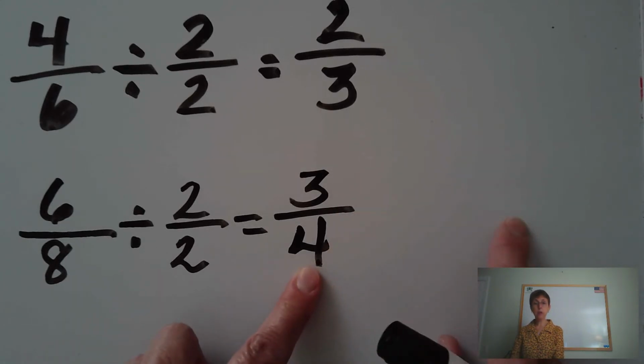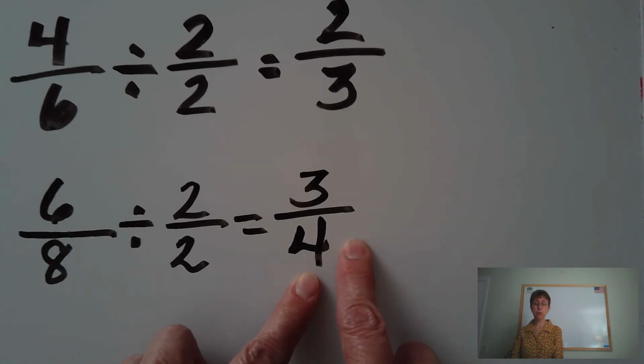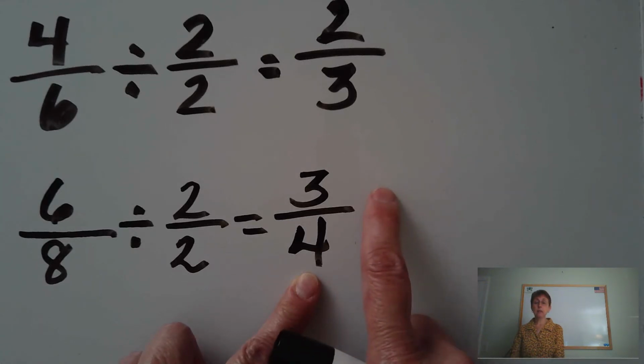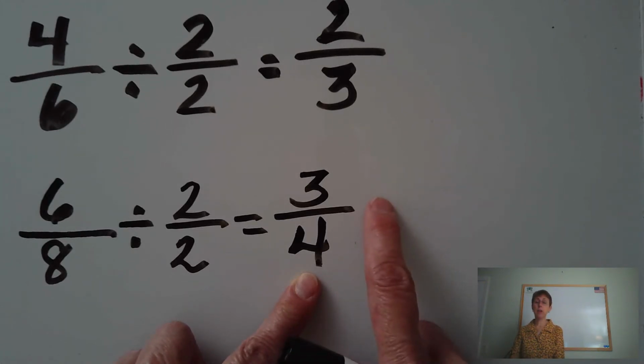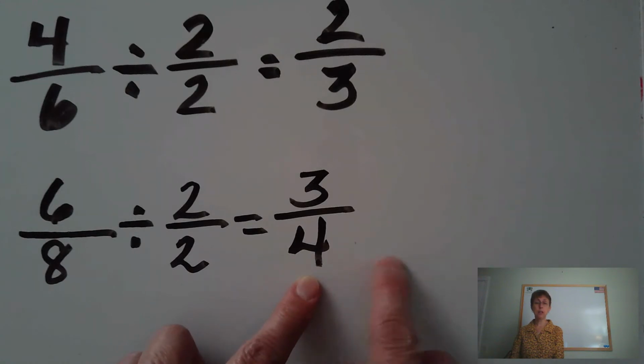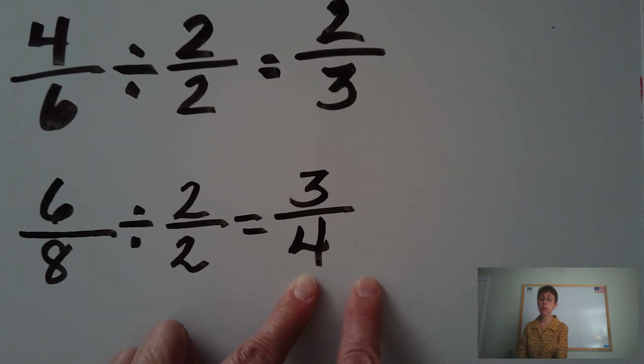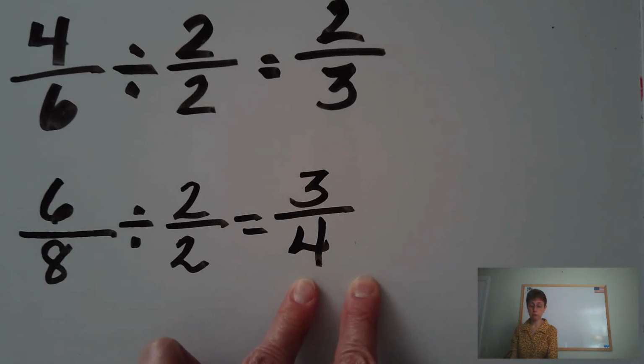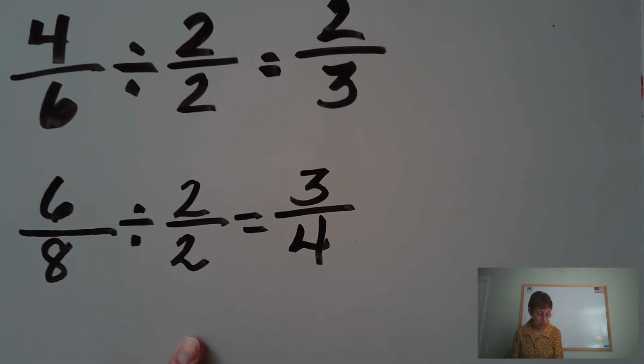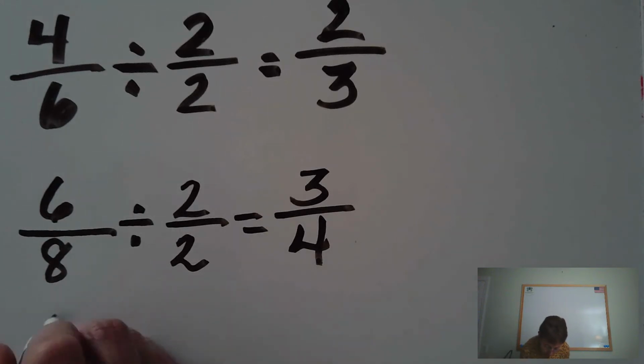There's nothing further that I can reduce 3/4 to. If I divide it by 3/3, I can divide the numerator by 3, but I can't divide 4 by 3. I could, but I'd have a remainder, and that doesn't work with reducing fractions. All right, how about 6/9?